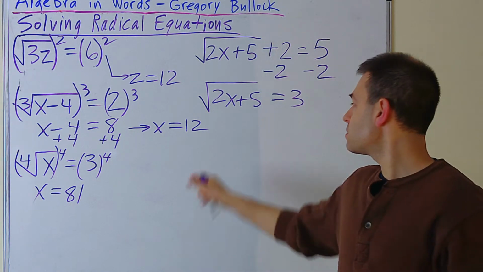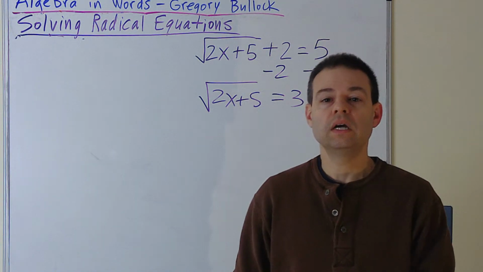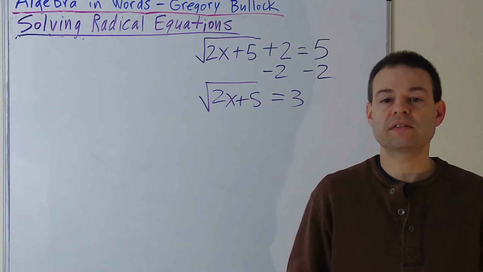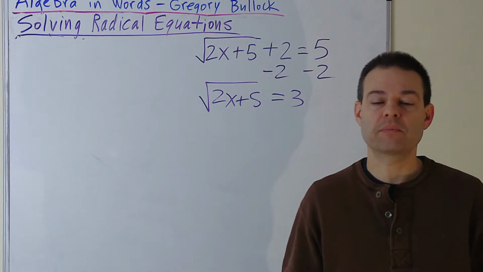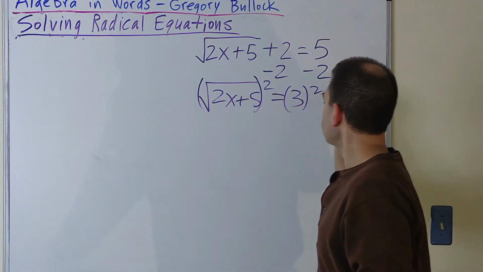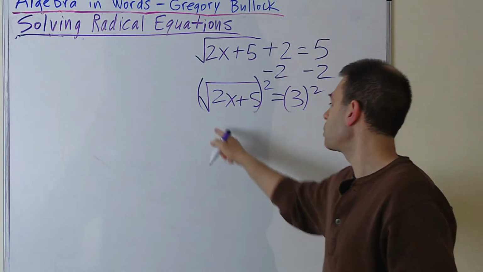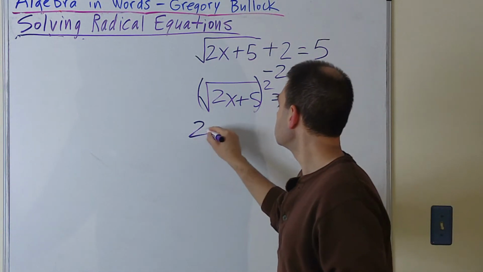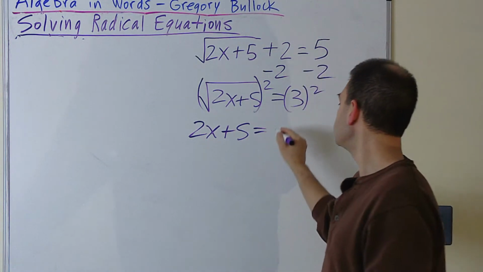And I'm just going to erase this old work so we have some room to finish the problem. Once again, since we have a square root, we're going to raise that radical to the power of 2 and also raise the other side to the power of 2 as well. So when we square both sides, the radical on the left gets eliminated and we're left with just what's underneath, 2x plus 5, and 3 squared is 9.